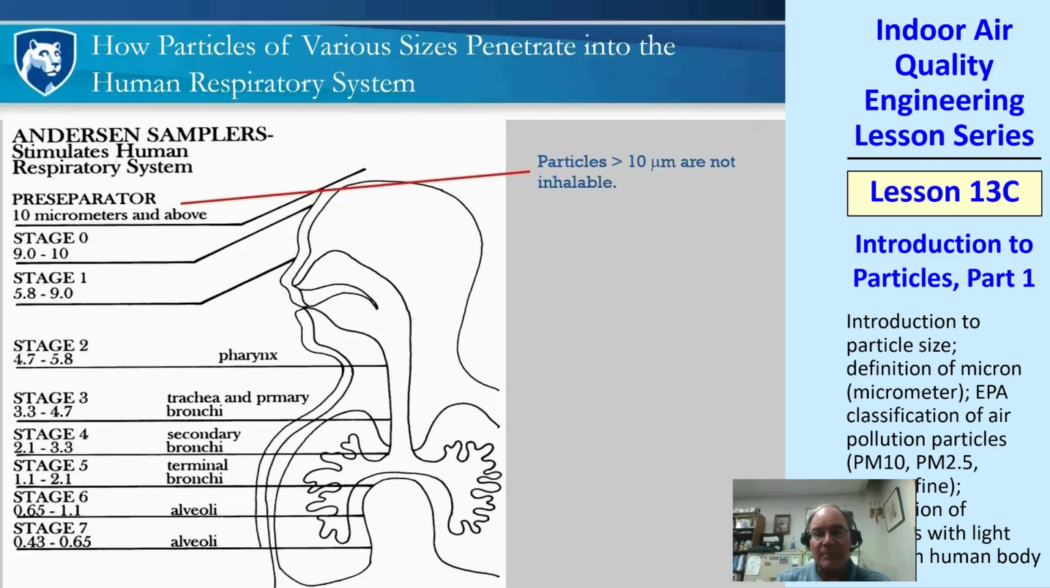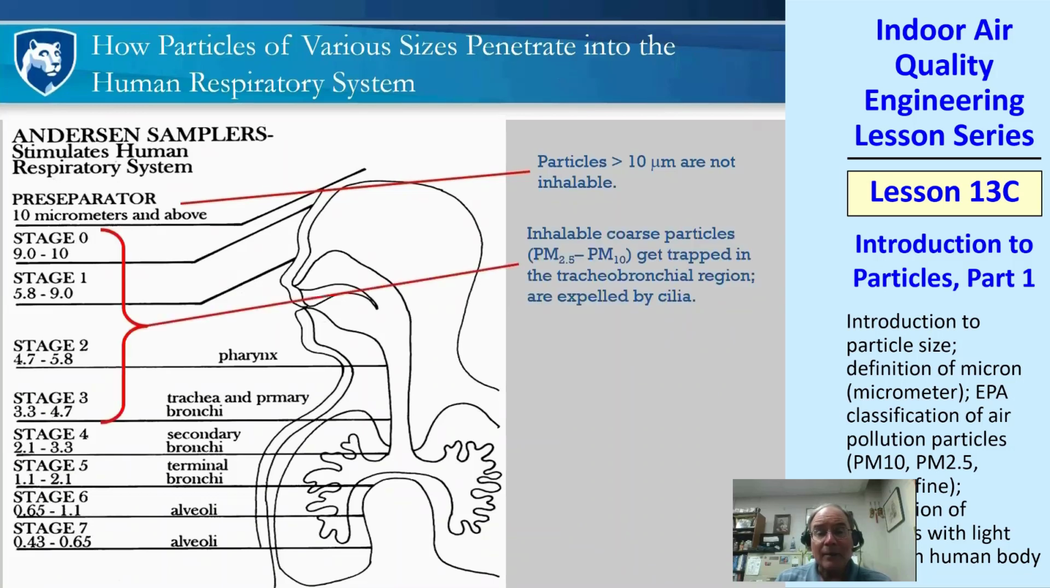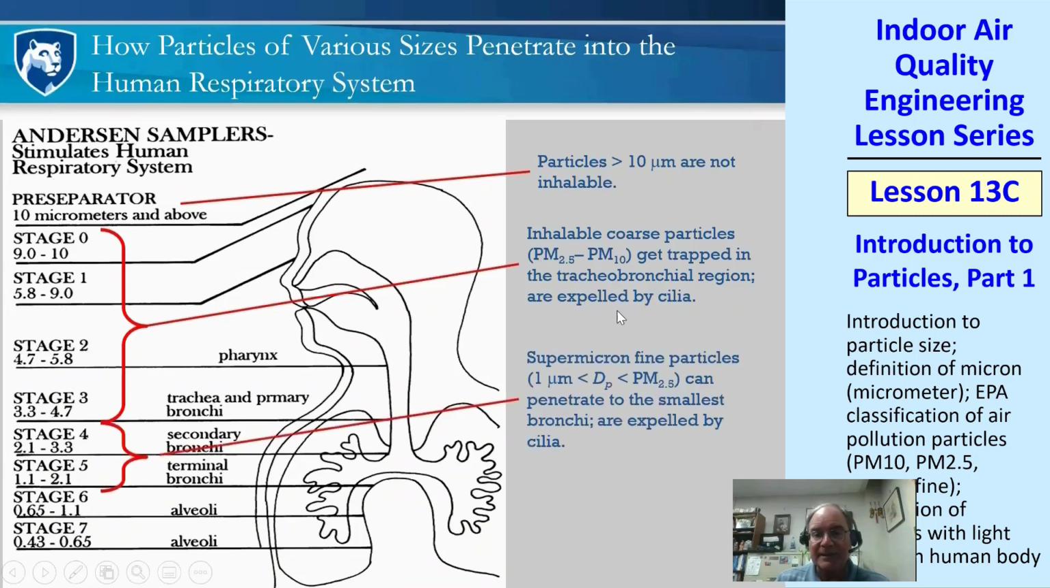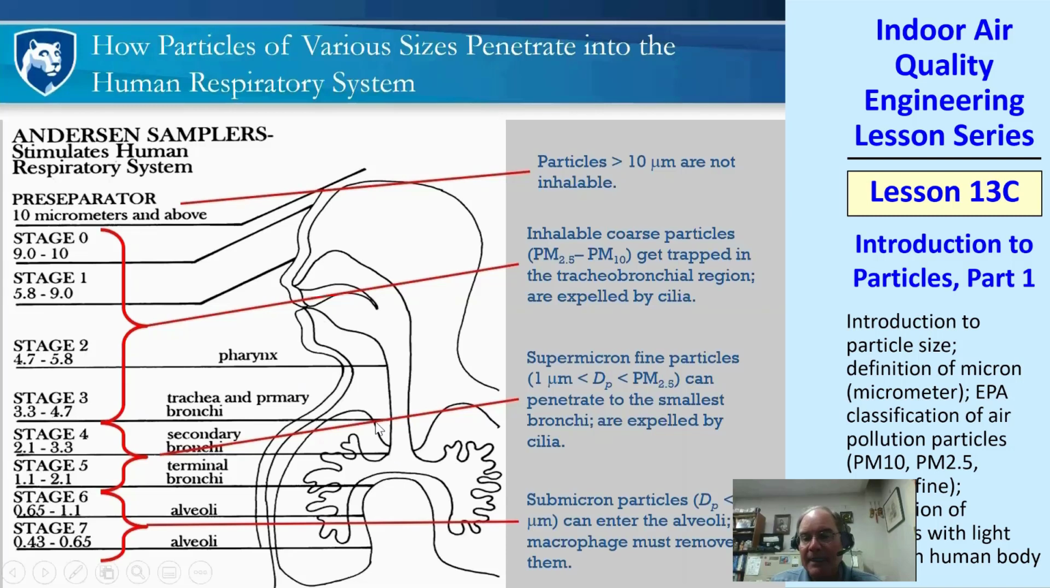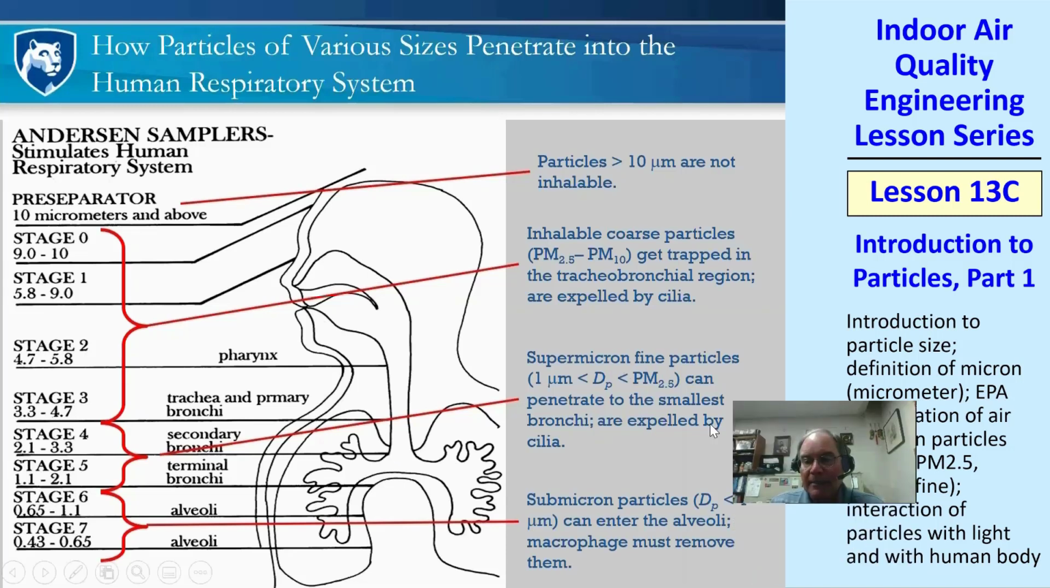Particles greater than about 10 microns are not inhalable. Inhalable coarse particles between 2.5 and 10 microns get into the tracheobronchial region, and those are expelled by the cilia. When you get down to supermicron fine particles, between 1 and 2.5 microns, they can penetrate down to the smallest bronchial tubes, and they have a more difficult time, but they can usually be expelled by the cilia. And then finally, the submicron particles are less than a micron, and those can enter the alveoli, and the macrophage is the way the body can remove those particles.